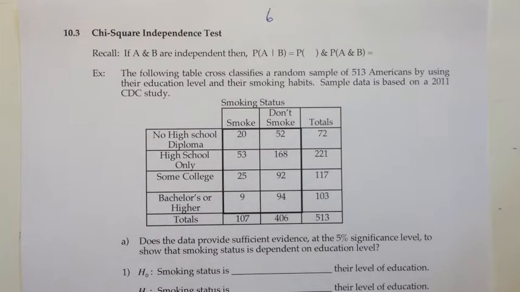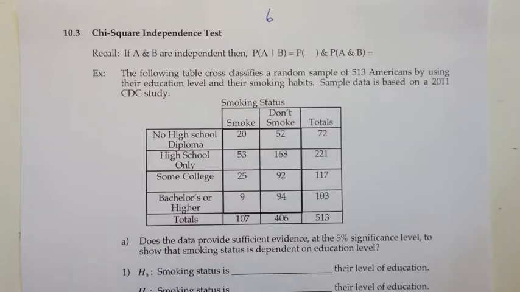Section 10.3, chi-square independence test. So we're going to do a new test in this section where we're testing for independence between two variables. It's very similar to the goodness of fit test from the previous section, just some small differences which I'll show you as we go through the example.